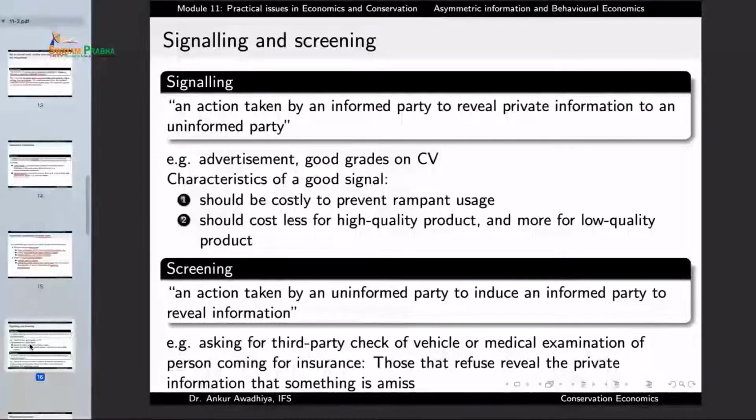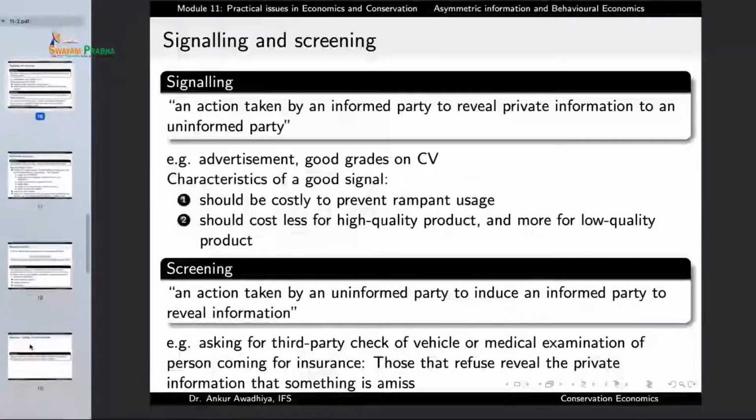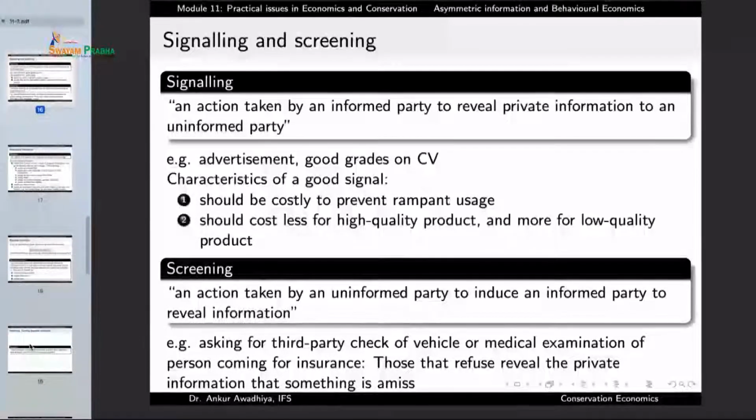Now, in this context, we can always talk about signaling and screening. These are two ways to counter the problem of asymmetric information. Signaling, we have seen it before as well. It is an action taken by an informed party to reveal private information to an uninformed party. The difference between signaling and screening is that signaling is an action taken by an informed party, screening is an action taken by an uninformed party.